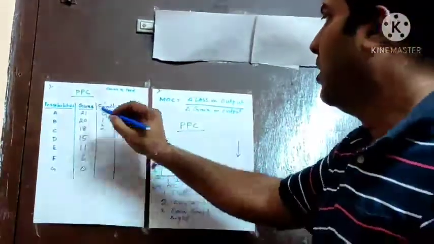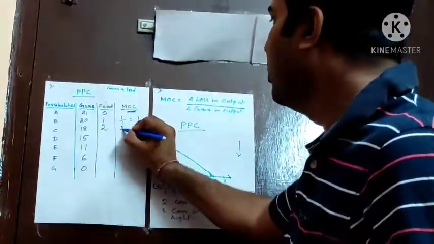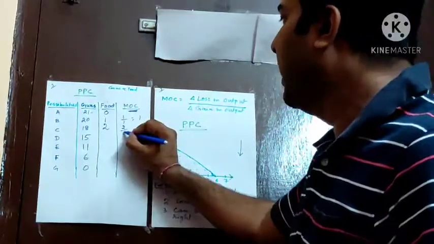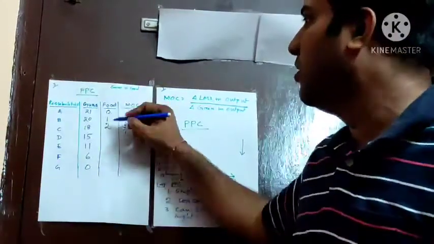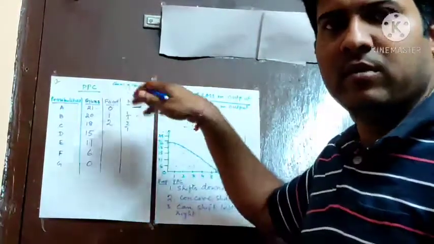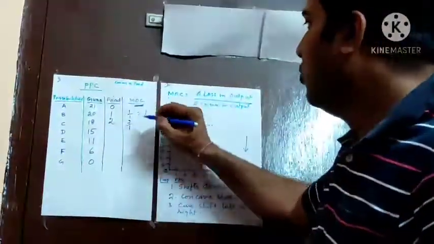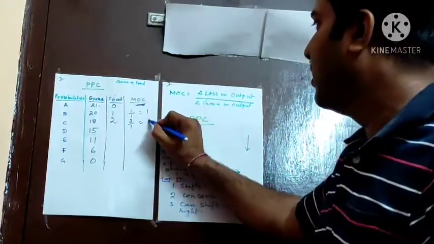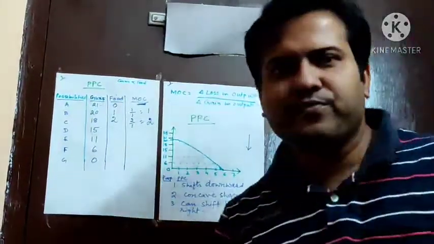Okay. Gun has lost how many units? 2. Food has gained how many units? That is 1. From 1 it is 2. 2 minus 1 is 1. 2 divided by 1. Okay. MOC will be 2.